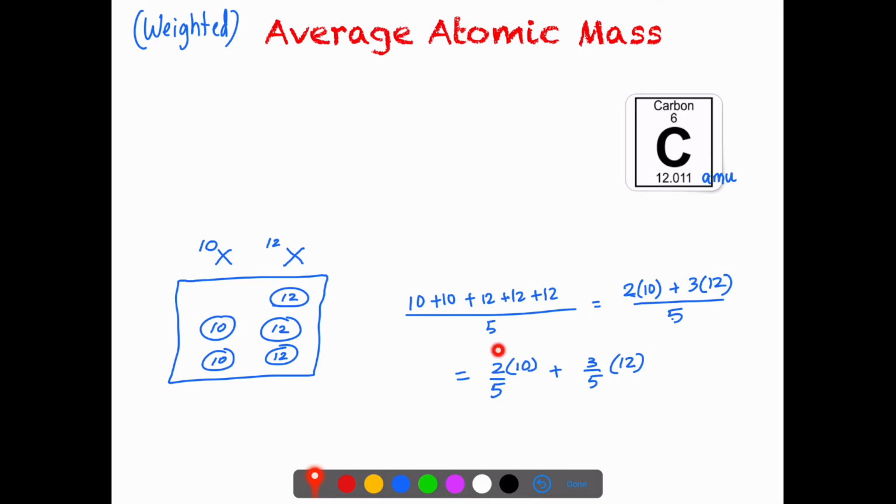And you can see the logic here. Because 2/5 of the sample is made out of 10, the average mass should contain 2/5 of 10, and it should contain 3/5 of the mass of 12. 3/5 of the mass of the sample should be made out of 12. We can apply the same logic here.